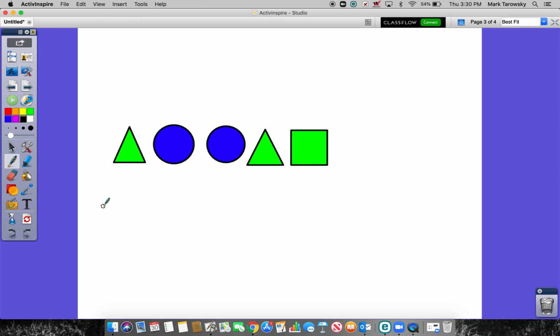Now, if I change my question and I say, what fraction of these shapes are blue circles? Well, now we are going to have 2 blue circles out of the total of 5. We would say that 2/5 of them are circles.